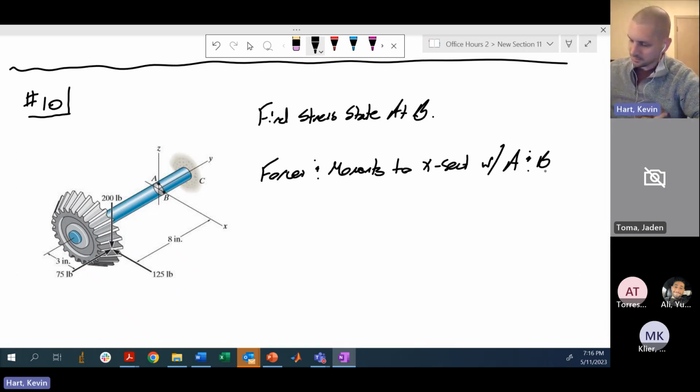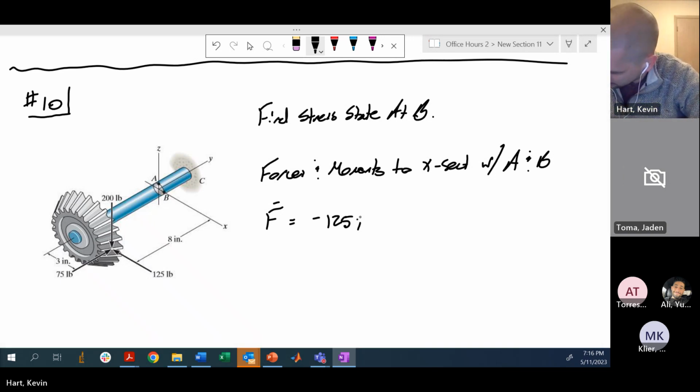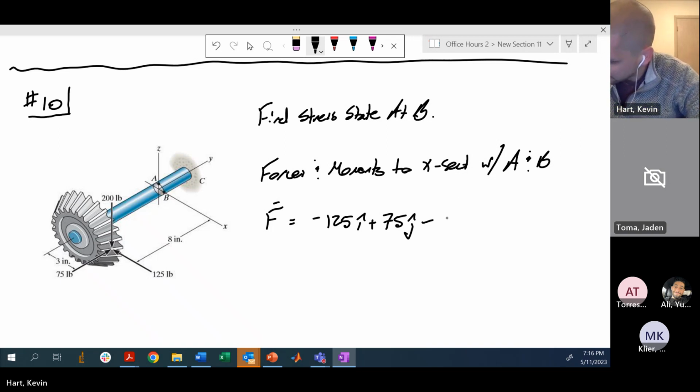This particular cross-section that contains A and B. And to do that, I'll just pick up the forces and put them there. So the forces that we're going to have here is pretty simple. This is 200 in negative K, negative 125 in I hat, and negative 75 in J hat. So we have negative 125 I hat plus 75 J hat. Yeah, sorry, the Y is backwards here. So plus 75 J hat, and then minus 200 K hat.